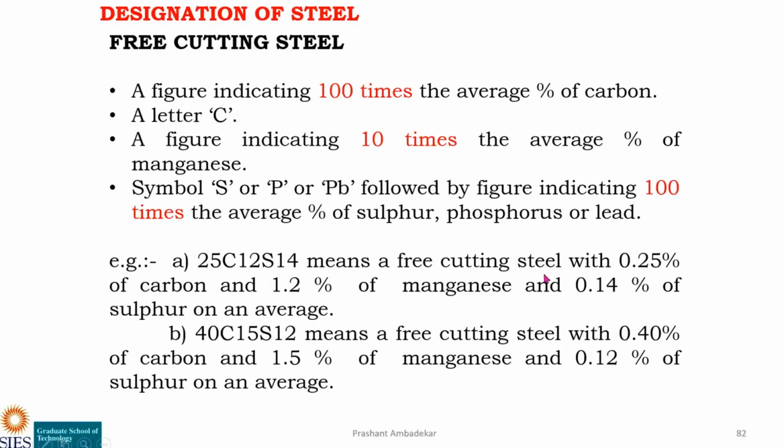And then sulfur is how much? It is 100 times. So 0.14% is the sulfur on an average. You also need to understand the meaning of on an average. On an average means 0.14% is the average, and it can range from 0.12 to 0.16, or it can range from 0.11 to 0.17, something like this. The average of 0.11 and 0.17 is 0.14. So it can be in the range of that. That's why it's written on an average.